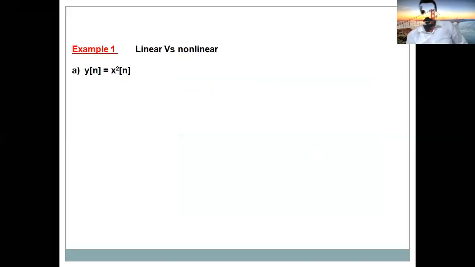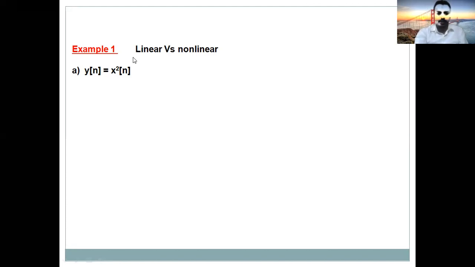Let's start our class. What we are going to do today, we'll see some examples from chapter 2, before we go to chapter 3. Let's revise chapter 2 using examples. So we'll see different examples from chapter 2 today. Let's start from system properties, discrete time system properties.